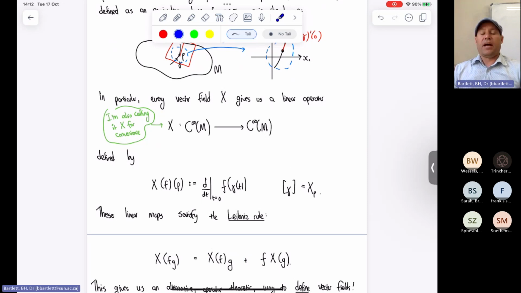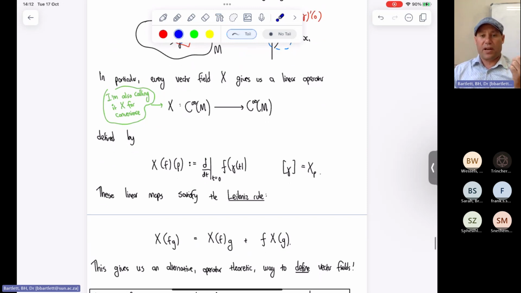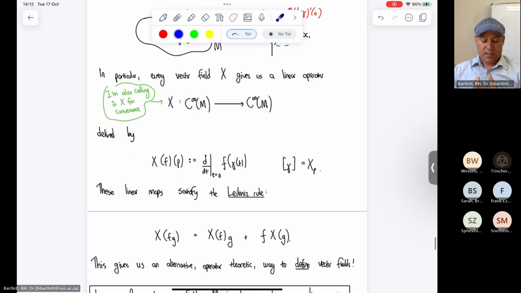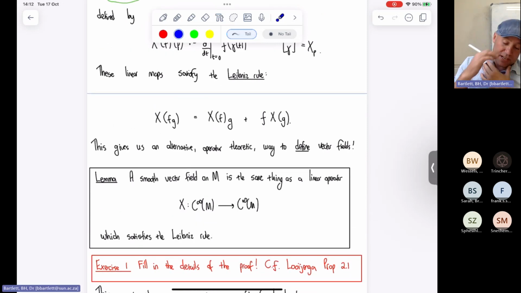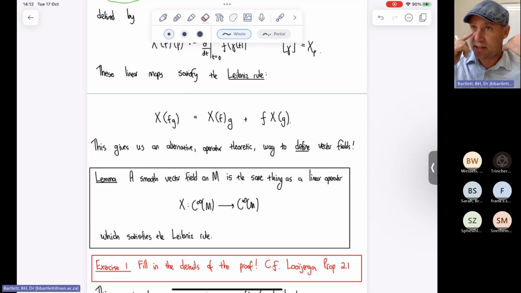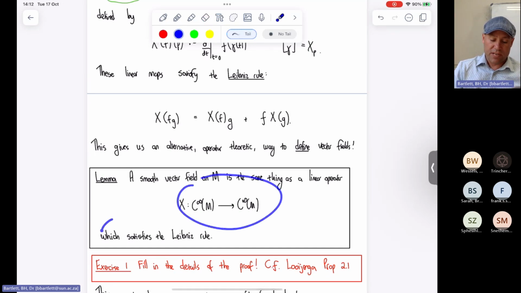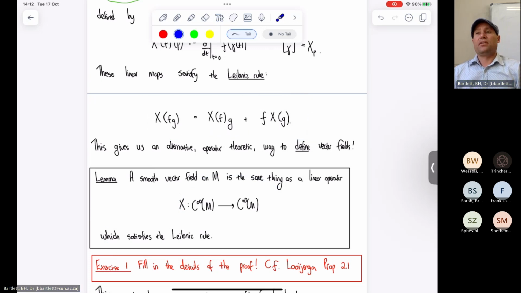Okay. And actually, this gives us an alternative operator theoretic way to define vector fields. So we have this lemma, which is that a smooth vector field on M, in the sense I was defining it, namely a smooth selection of a vector in the sense of an equivalence class of curves at each point of the manifold, is actually the same thing as a linear operator from smooth functions to smooth functions which satisfies the Leibniz rule. So this thing here actually characterizes the vector field uniquely.